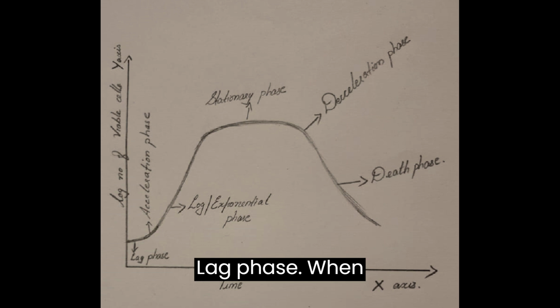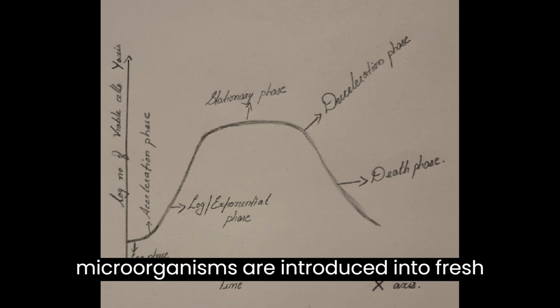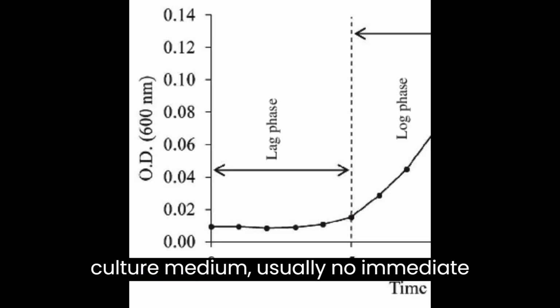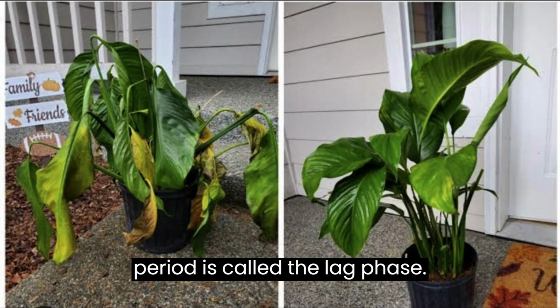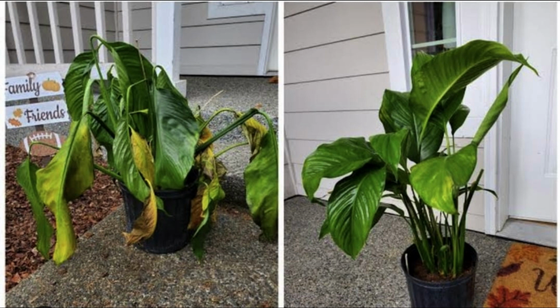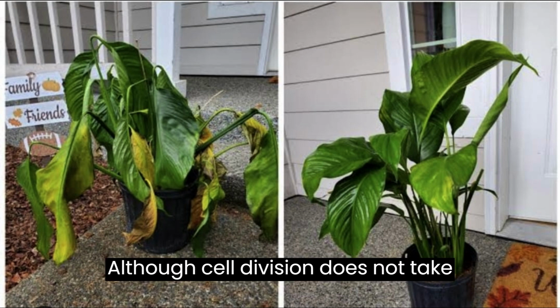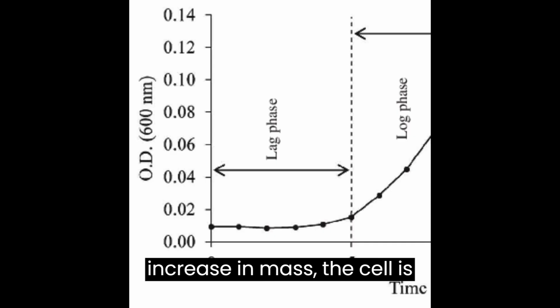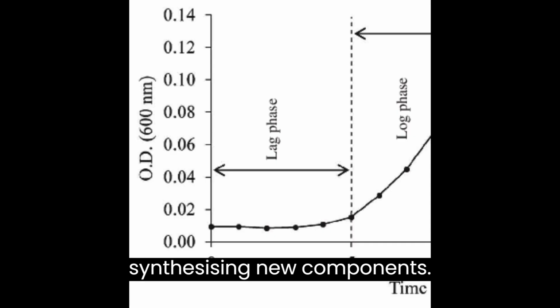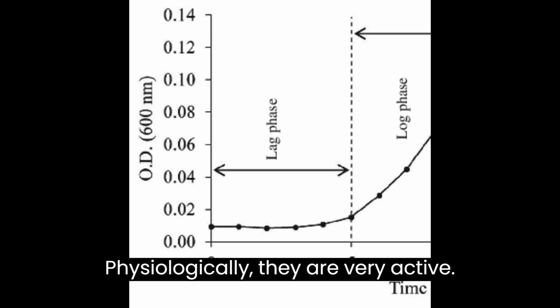Lag phase. When microorganisms are introduced into fresh culture medium, usually no immediate increase in cell number occurs, so this period is called the lag phase. Although cell division does not take place right away, and there is no net increase in mass, the cell is synthesizing new components. Physiologically, they are very active.